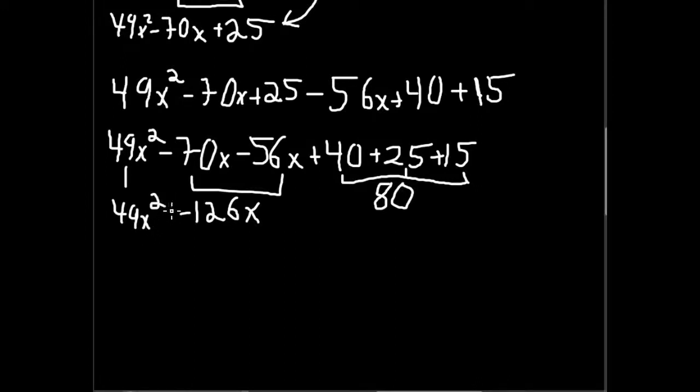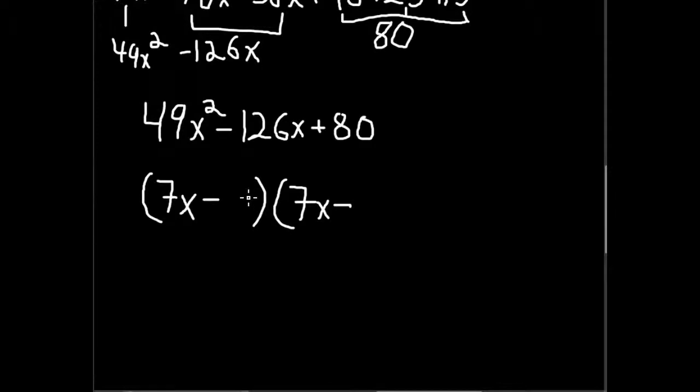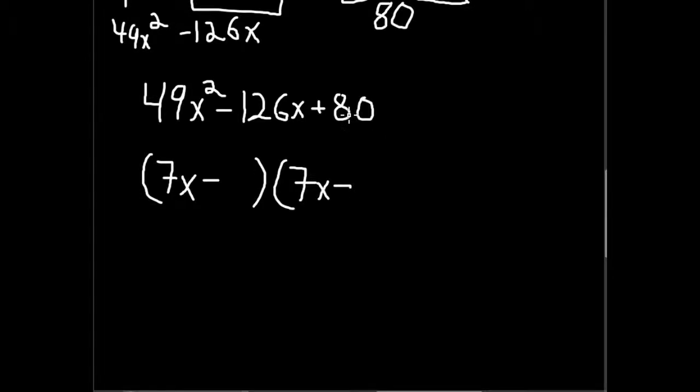And that is factorable. So what I'm going to do is take the square root of 49x², which is 7x. And I know that it's going to be negative because the middle term is negative. So the factored form is going to be (7x − something)(7x − something). To find out what that something is, I look for the factors of 80 that, when added up, will give me the middle term. So the factors of 80 are 80 and 1.